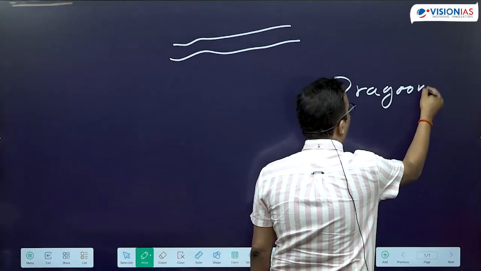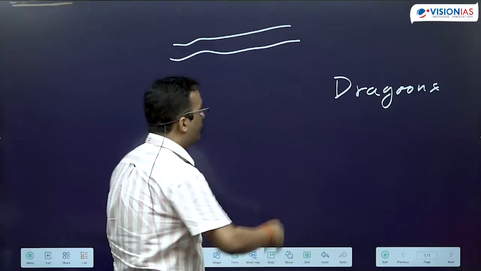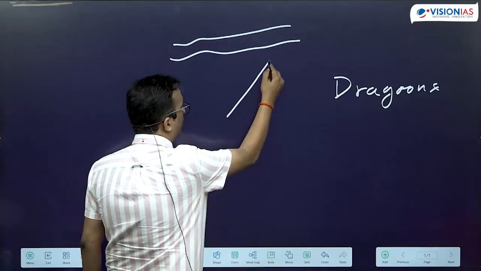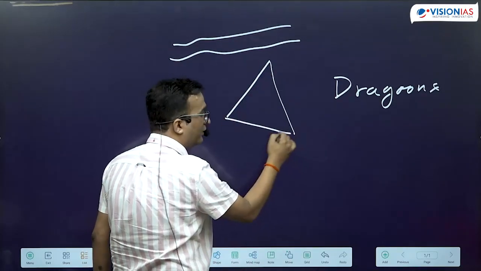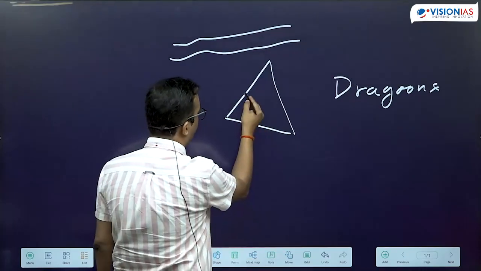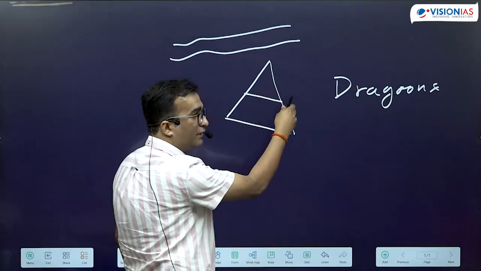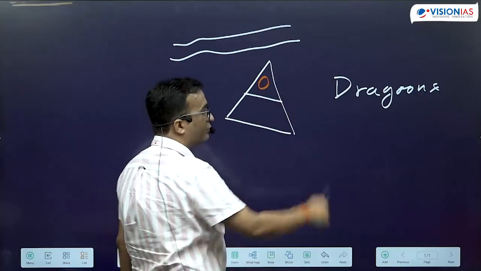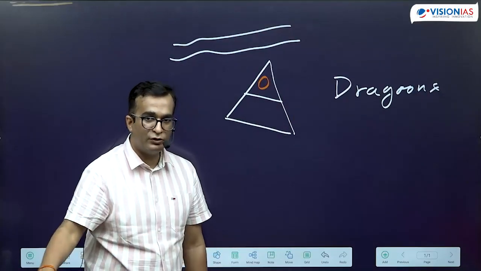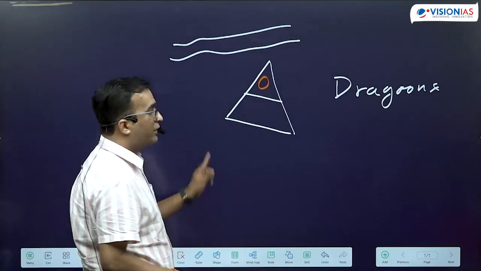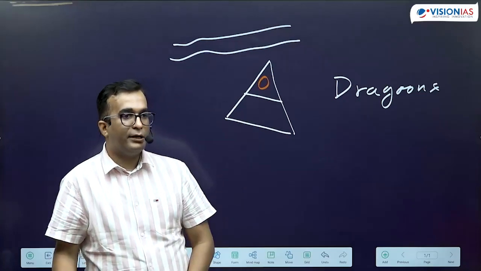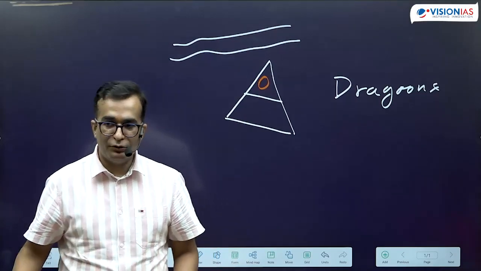The shape of this hospital was like a triangle. Its boundary was like a triangle. This was the building, this part was an open area, and in this part there was a well from where the water was fetched. So now they decided that all of them would go to the Dragoons Hospital.